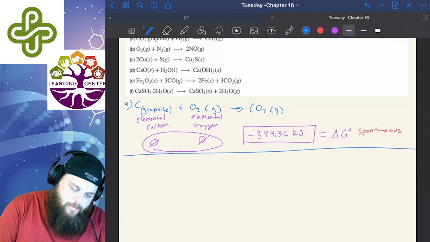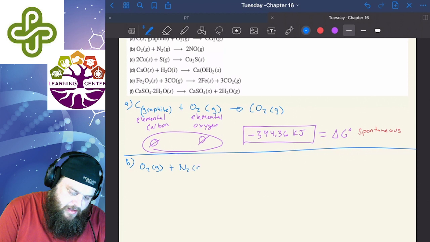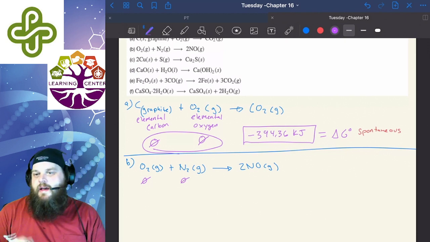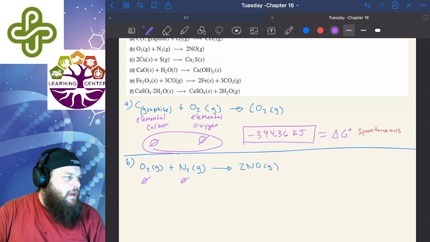So for part B, we have O2 gas plus N2 gas, and it's forming 2NO gas. Now, this is still going to be 0, and that's 0. We have elemental nitrogen, N2 gas, elemental oxygen, O2 gas, and now we have NO gas. We looked at NO gas when we were talking about entropy, but what is the Gibbs free energy value for that?